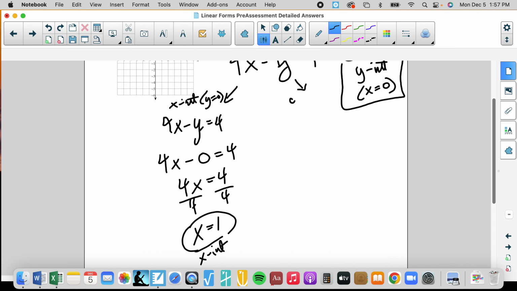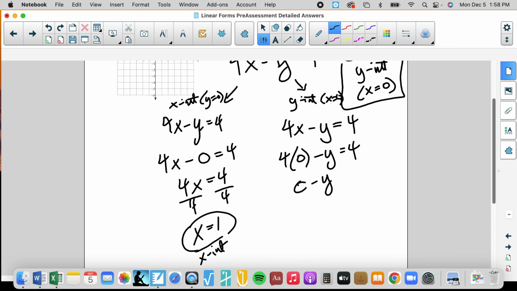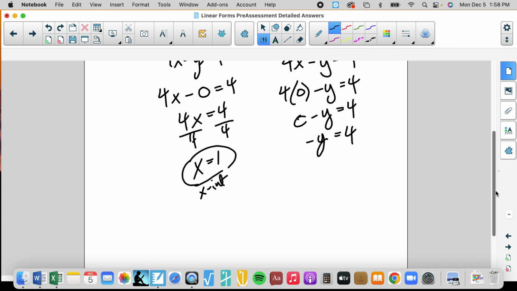If I'm looking for the y-intercept, I know that x is always going to equal 0. Using my starting equation, I'm going to plug in 0 for x. So we get 4 times 0 minus y equals 4. 0 minus y equals 4. 0 minus y is -y. We have not solved for the variable. There's still a -1 there. So we can divide by -1. We get y equals -4. This is going to be my y-intercept.